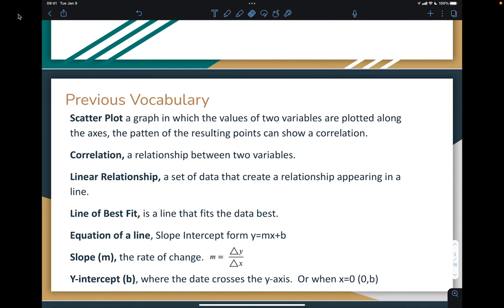Correlation is a relationship between two variables. A linear relationship is a set of data that creates a line. Line of best fit is a line that best fits the data. Today we're going to explore that a lot more. We're actually going to have Desmos create the line of best fit. Equation of a line, as we know, is y equals mx plus b, where m is the slope, the rate of change in y divided by change in x. And the y-intercept is where the data crosses the y-axis.